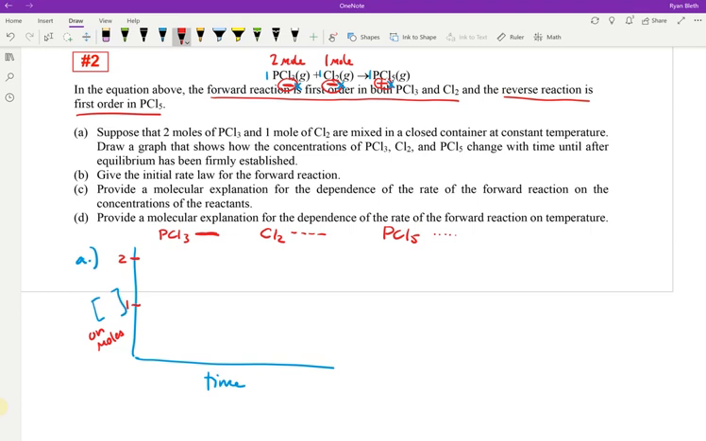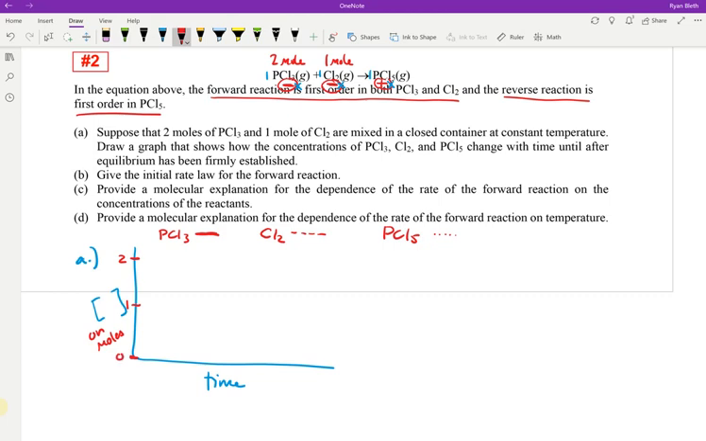That's kind of important to do because on a test you would have just a pencil typically, and we wouldn't want to have to get used to using too many colors on our graphs or other drawings that we would do. So PCl3 starts at 2, and then it's going to decrease. Cl2 is going to start here at 1, is going to decrease. PCl5 starts at 0, right? There isn't any of that to start out with.